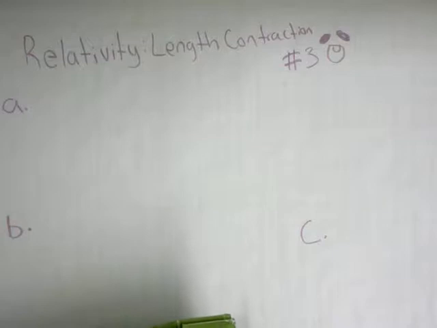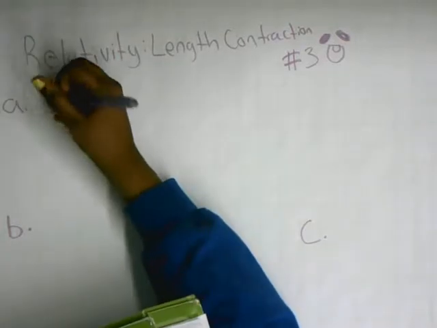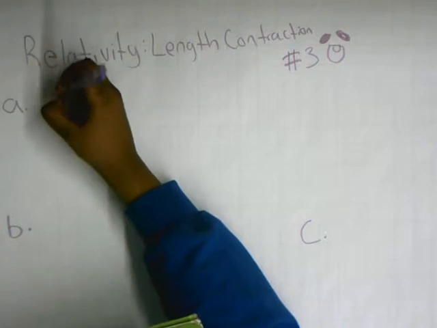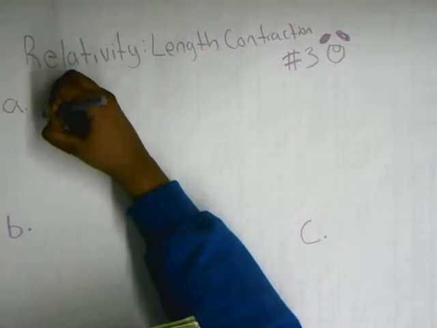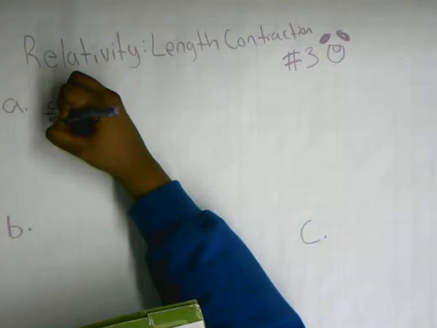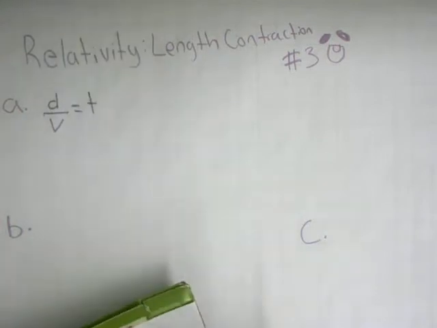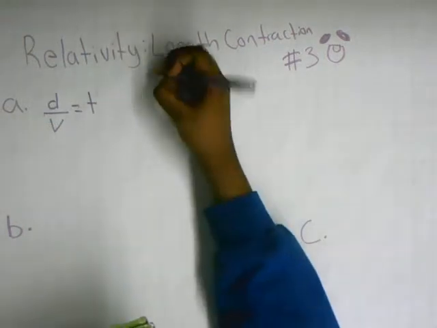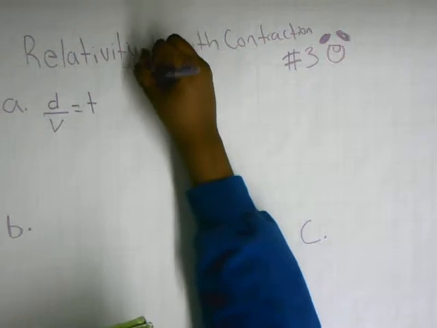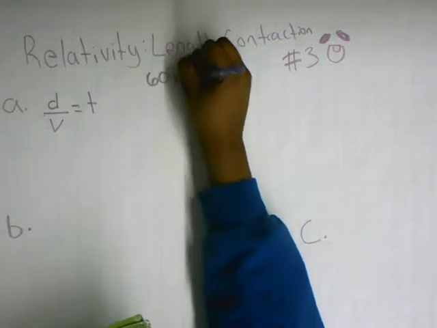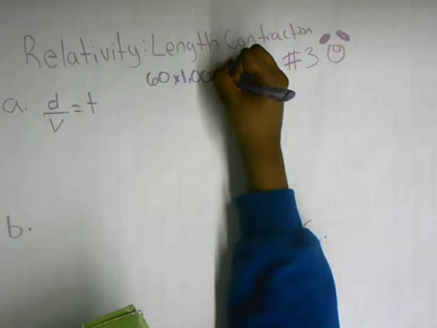So for the first question, which is A, as measured by a scientist, how much time does it take for the particle to travel to the surface of the Earth? So the equation we have to use is d over v, which equals t. First we have to do 60 times 1,000, which gives us 60,000.